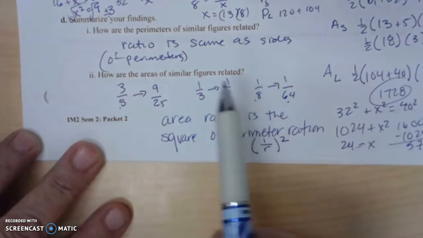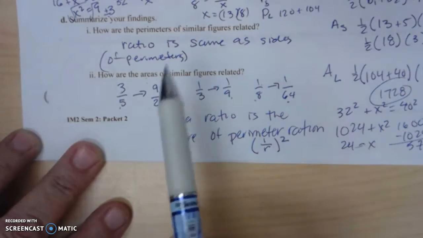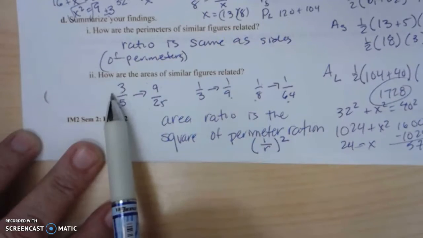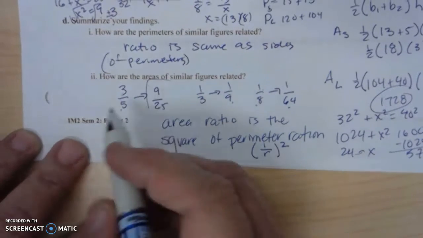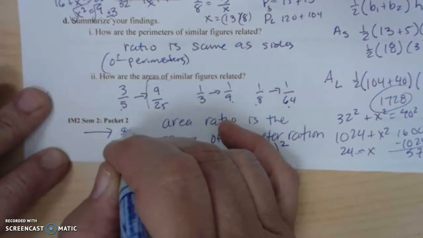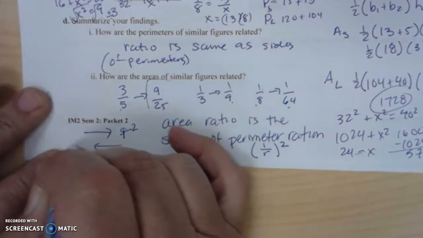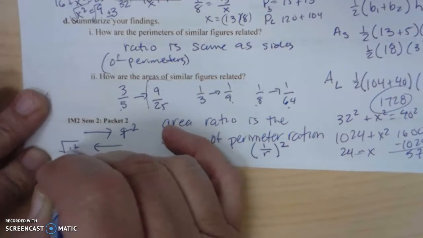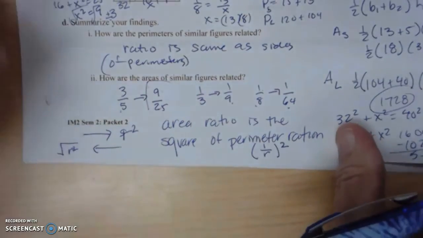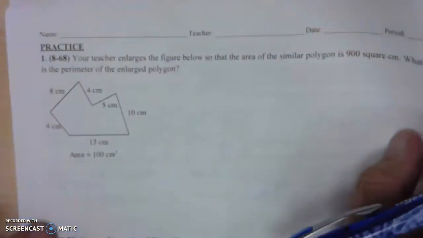Now the same thing's true, so if I was given the area ratio, I can get to the perimeter ratio by taking the square root. So going this way, you square the ratio, and going this way, you take the square root of the ratio. Let's do a practice problem, and hopefully you'll be clearer about what we see.